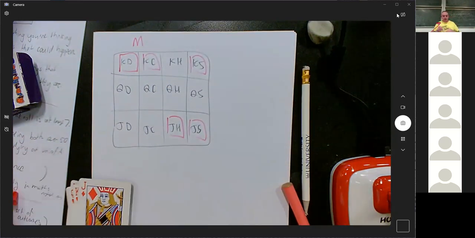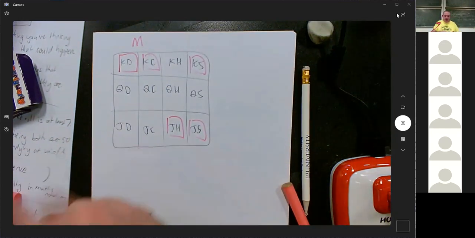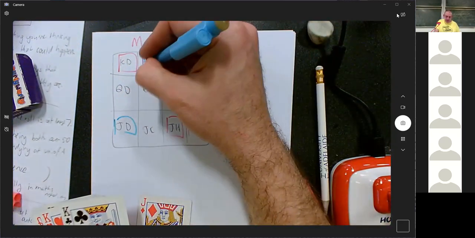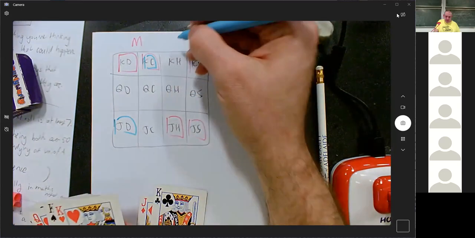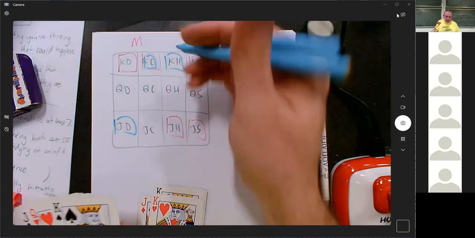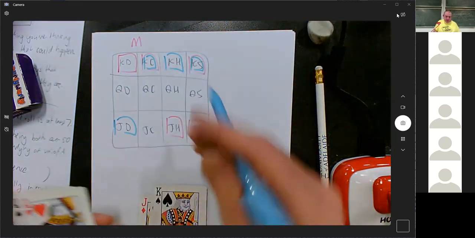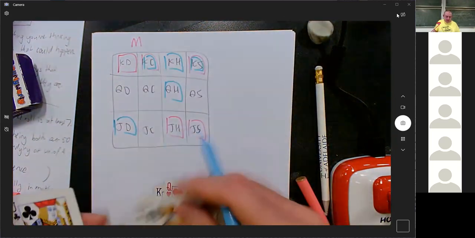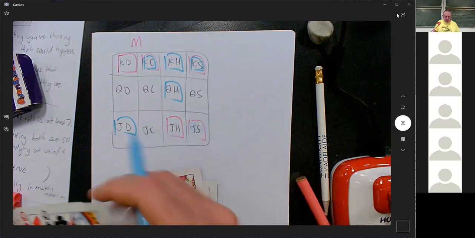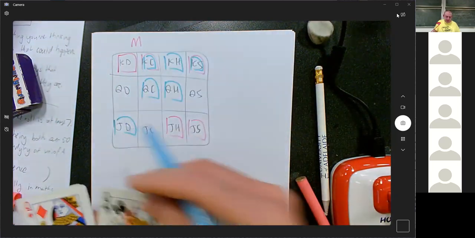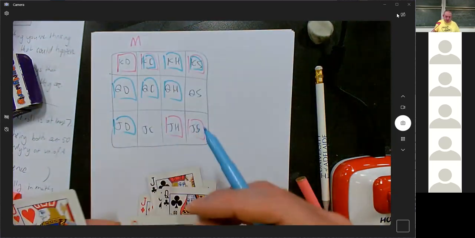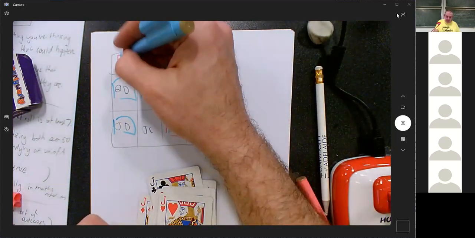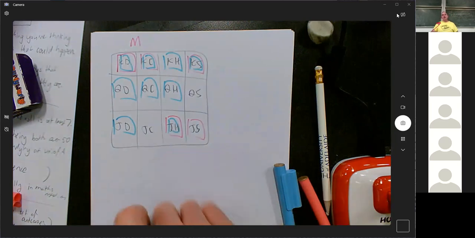And then the ones looking left were the Jack of Diamonds, the King of Clubs, the King of Hearts, the King of Spades, the Queen of Hearts, the Queen of Spades, Jack of Spades, Queen of Clubs, Queen of Diamonds, Jack of Hearts, and the King of Diamonds. So they're all the ones that are looking left.